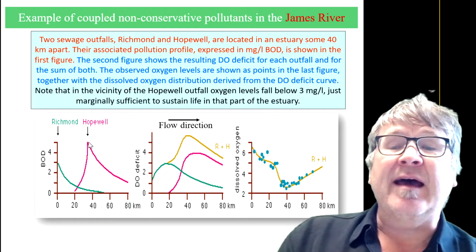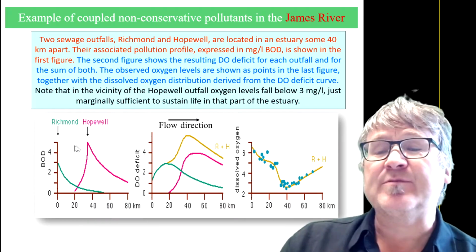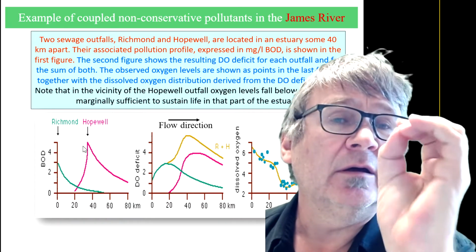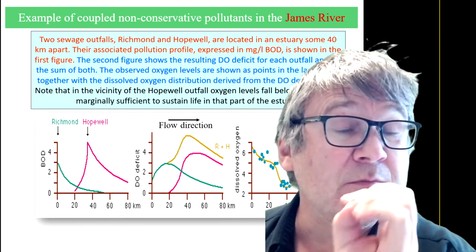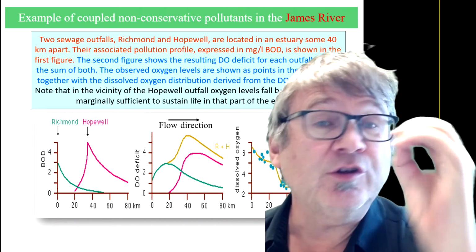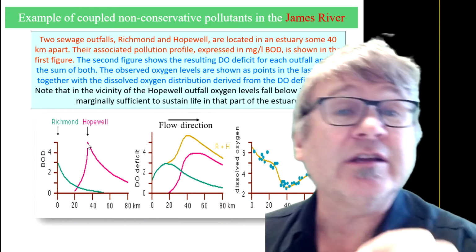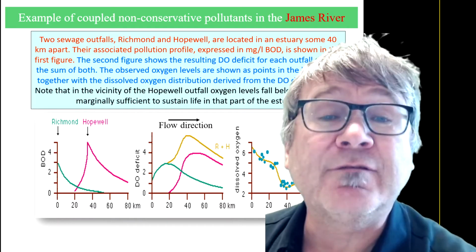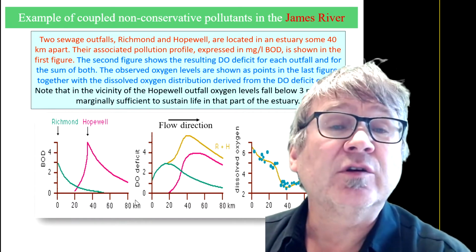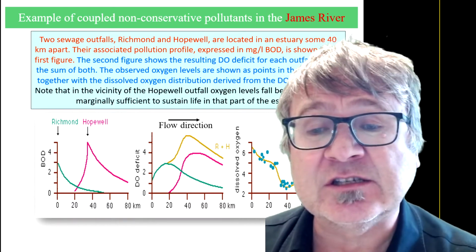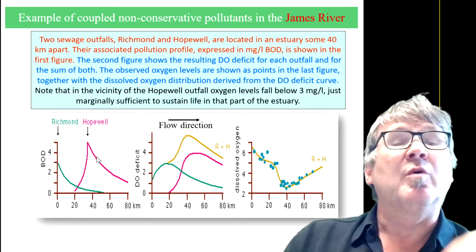And you get a higher pollution level in Hopewell compared to Richmond, and you get the peak values near the discharge. This is just a measure of the nutrient concentrations that you have. And the concentrations decrease away from the discharge, similar to the method using freshwater fractions and saltwater fractions. So this is the starting point.